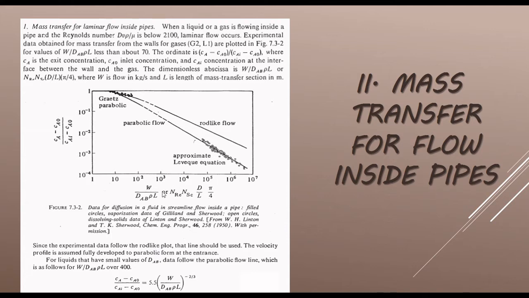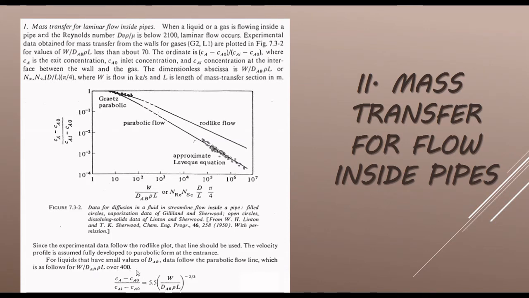Then when you already have the value for the abscissa after computation, you project until you reach the rod-like flow curve on top. And then you read on the left side the corresponding value for this set of variables and given information. The velocity profile is assumed fully developed, of parabolic form, at the entrance. So this parabolic flow curve will only be used if this statement is stated in the problem: the velocity profile is assumed fully developed at the entrance.